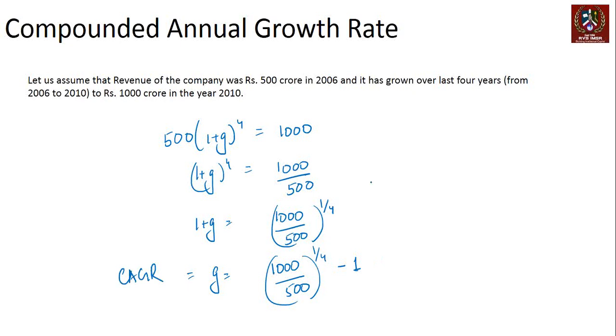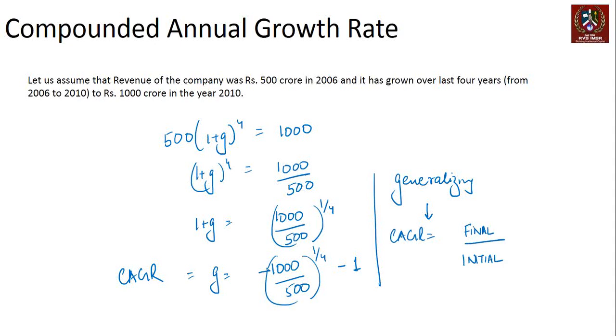If I generalize the formula, what we are saying is that CAGR is going to be equal to the final value divided by the initial value, raised to the power 1 by n, minus 1. In our case, the final value was 1000, the initial value was 500, and n is the number of years over which we are looking at this period. That calculation is going to give us the answer. So 1000 by 500 raised to the power 1 by 4, minus 1.